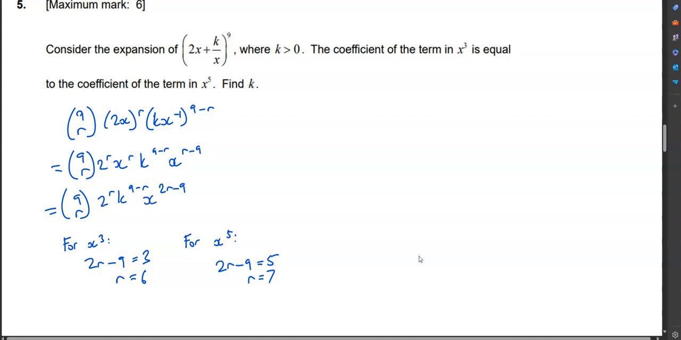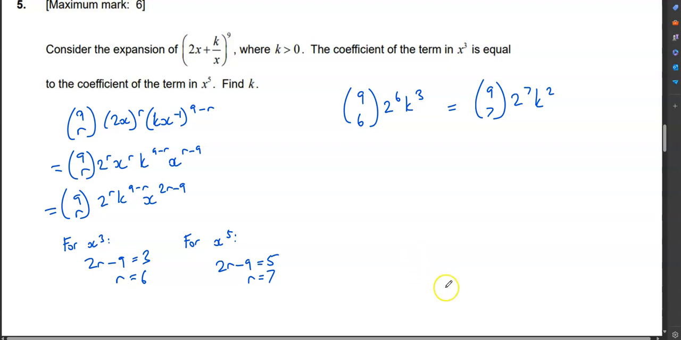So we can say that 9 choose 6, 2 to the power of 6, k to the power of 9 minus 6, which is 3, that is the coefficient of x cubed, is going to equal 9 choose 7, 2 to the power of 7, k to the power of 9 minus 7, which is 2.